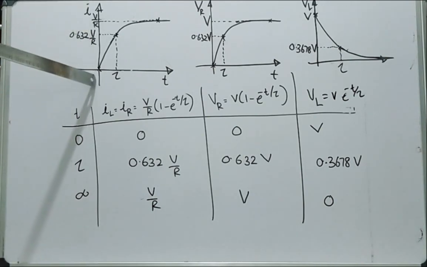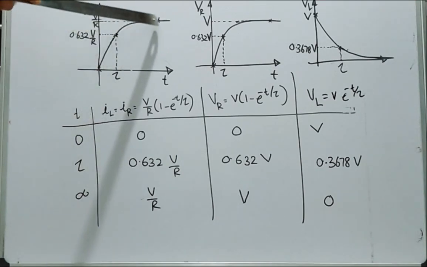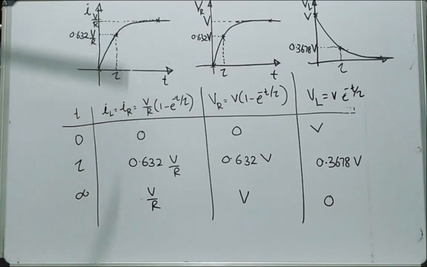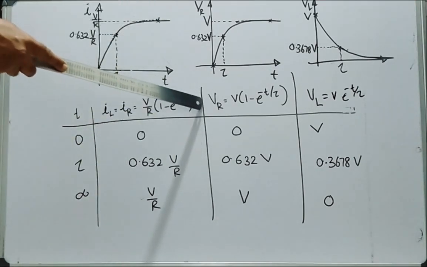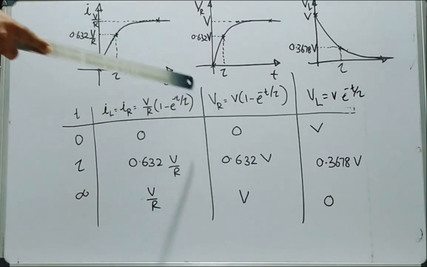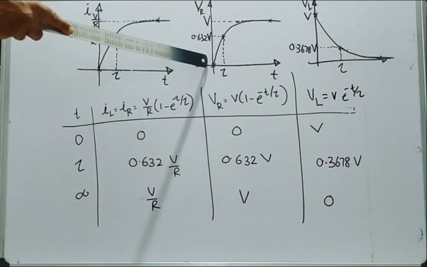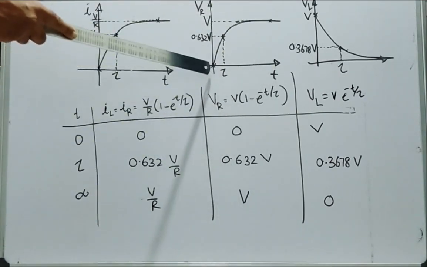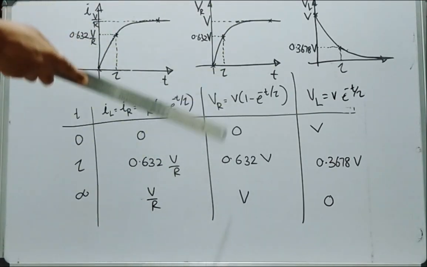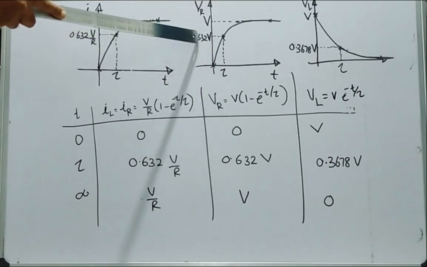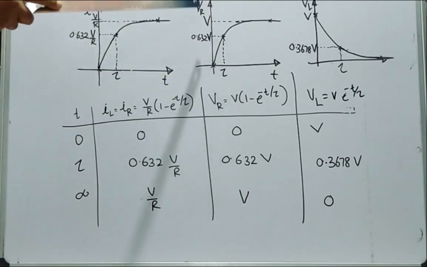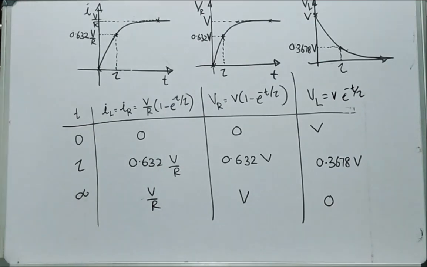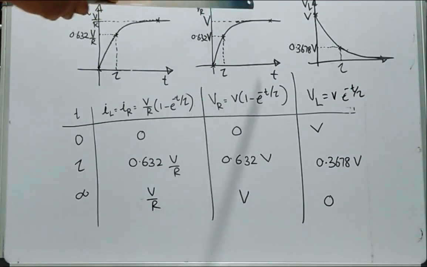So here we can see that this curve is an exponentially rising curve. Similarly, in the case of this voltage across the resistor equation, it is again an exponentially rising curve. Corresponding to 0, its value is 0. Corresponding to tau, its value is 0.632 V. And corresponding to infinity, its value is V. So it is an exponentially rising curve.